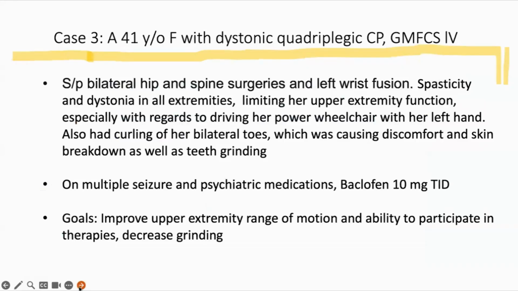So this one, again, a different story, a 41-year-old with dystonic quad CP GMFCS4, had multiple hip and spine surgeries and left wrist fusion, spasticity and dystonia in all extremities, limiting her upper extremity function, especially for driving her power wheelchair.